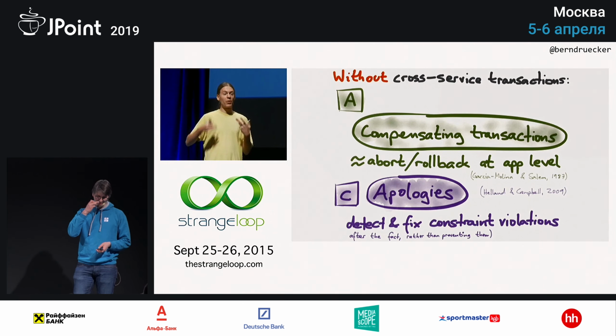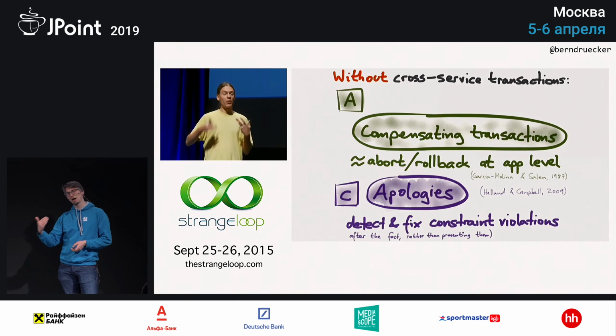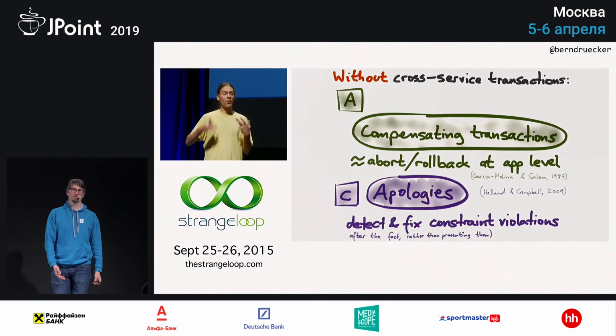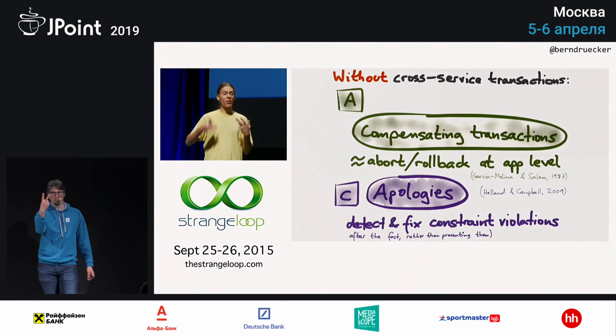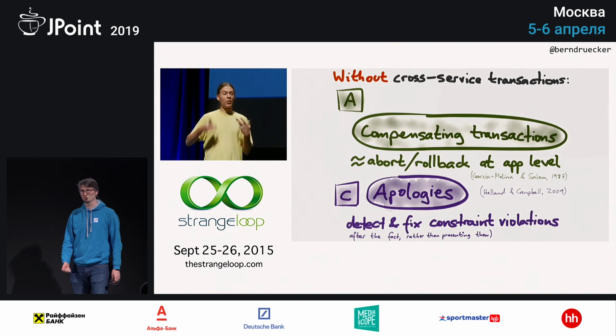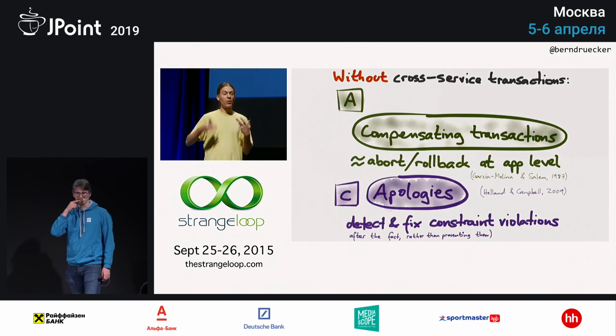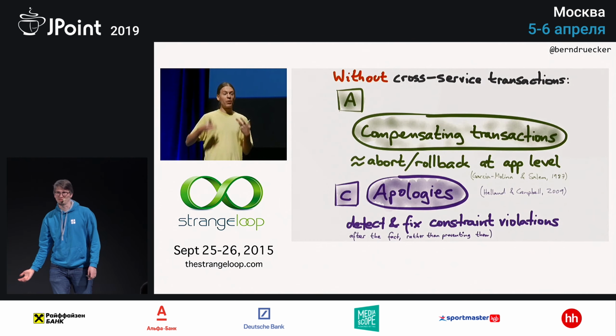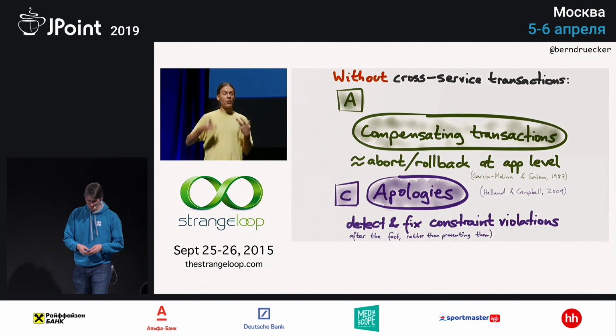And he had one slide there where he said, hey, if we don't have cross-service transactions, and that's what we said earlier, if we don't have two-phase commit, we only have basically two possibilities to deal with that. The first is compensating transactions. I talk about that in a second. Or apologies. And apologies, I don't talk about that much more today, but it's an important strategy, actually.